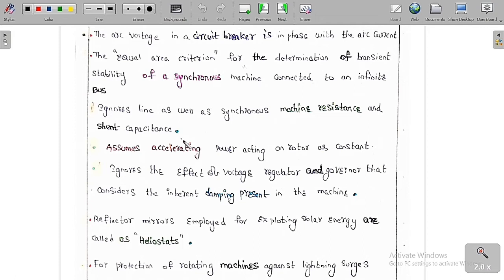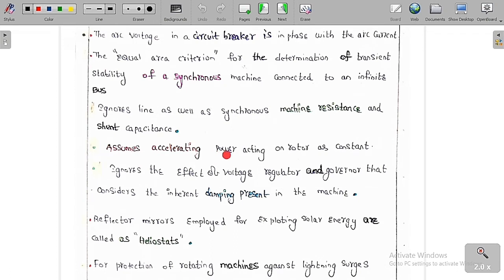So this is the agenda in analyzing things, to make them much easier. We are going to ignore a few things if we want to make the analysis simpler. For the line as well as the synchronous machine, we ignore the resistance part, and also the shunt capacitance of the transmission line, to make the analysis in a very simpler manner.